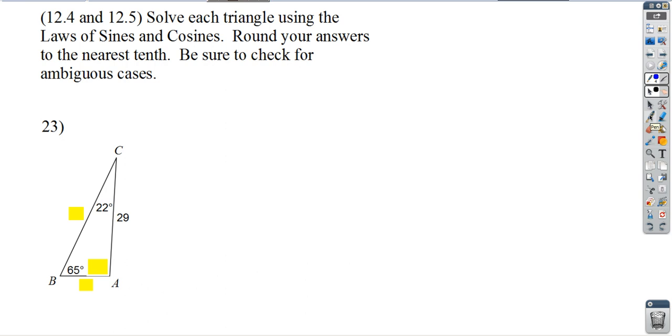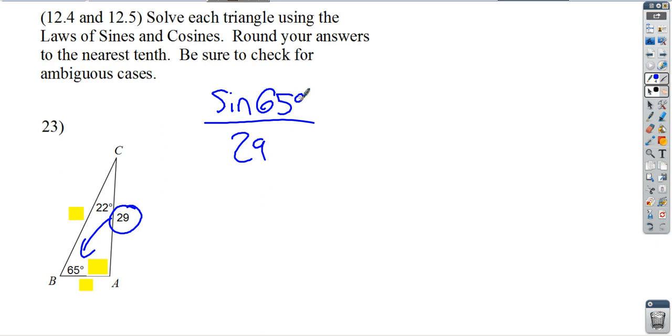So this is another case of using the law of sines. If you're not sure whether to use the law of sines or cosines, always try the law of sines first, and you'll find out pretty quickly whether you can do it or not. We're going to use the 29 side, because whenever they give us a side, that's what you can use. It's opposite to 65. So sine 65 equals sine of 22 over something we don't know.